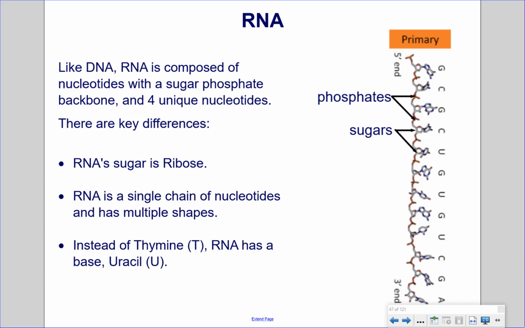RNA. Like DNA, RNA is composed of nucleotides with a sugar phosphate backbone and 4 unique nucleotides. There are key differences. RNA sugar is ribose. RNA is a single chain of nucleotides and has multiple shapes. Instead of thymine, T, RNA has a base, uracil, U.